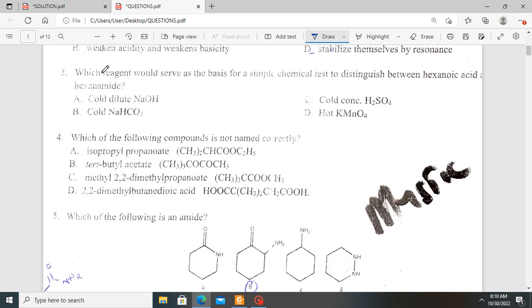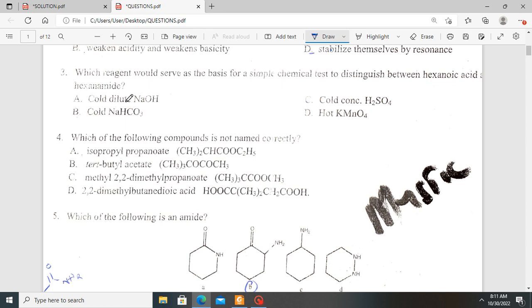Question 3. Which reagents serve as the basis for simple chemical tests to distinguish between hexanoic acid and hexanamide? So which of these reagents can be used to distinguish between hexanoic acid, which is a carboxylic acid, and an amide? Is it dilute sodium hydroxide? No. Is it concentrated sulfuric acid? No. Is it sodium bicarbonate or potassium permanganate? So the answer is B.